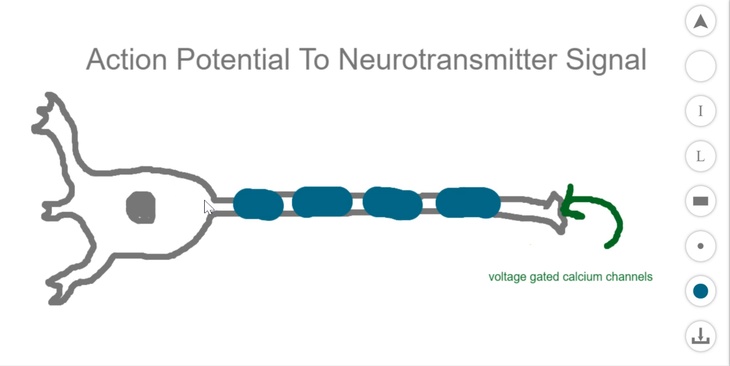And remember, if there's not enough, there will be no signal. And that's important in how our neural circuitry computes stuff. But for now, we're just going to assume that the signal gets down here.